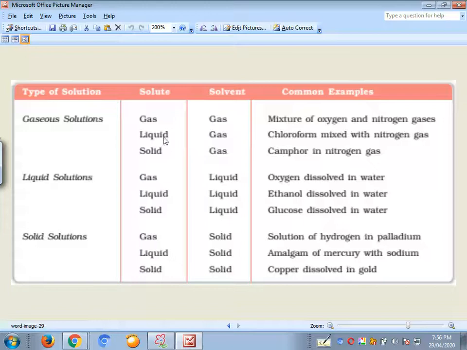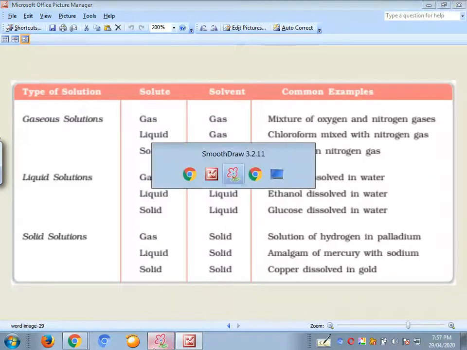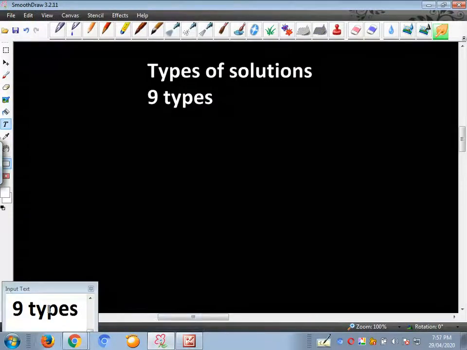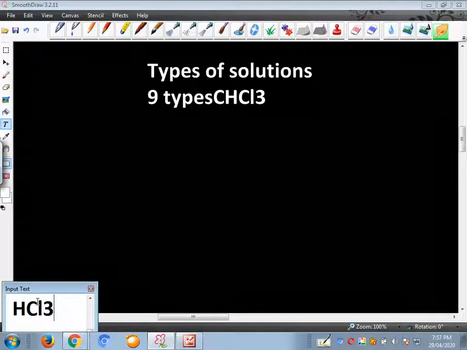Similarly, if I want to take the solute as liquid and solvent as gas, you can see the example of chloroform mixed with nitrogen gas. Chloroform is a liquid, whereas nitrogen gas is a gas. I think you know the formula of chloroform. What is the formula of chloroform? Anyone can answer. It is CHCl3.